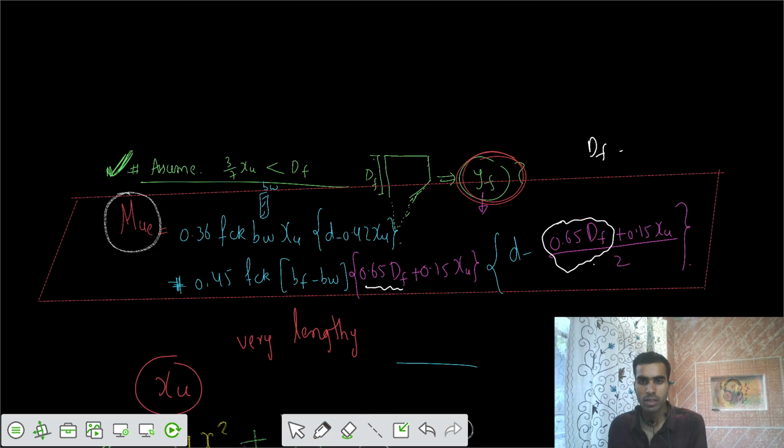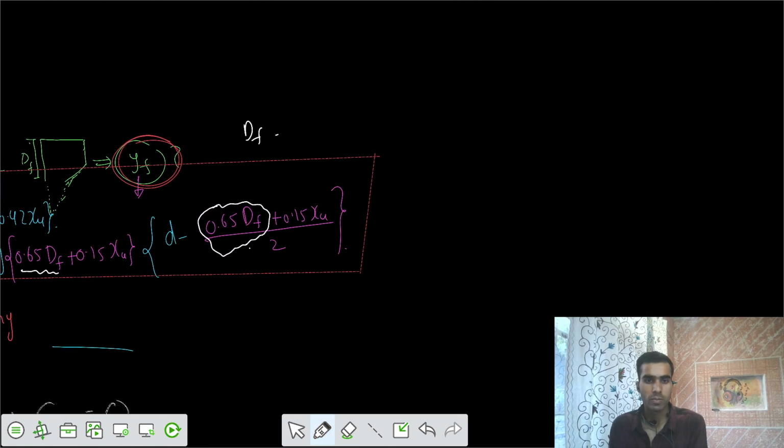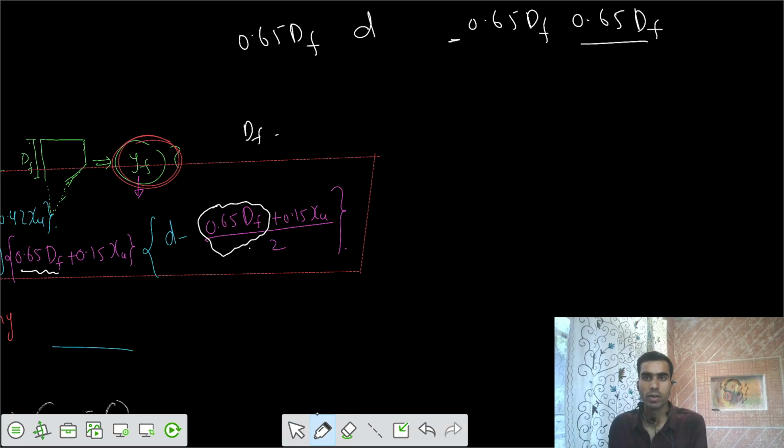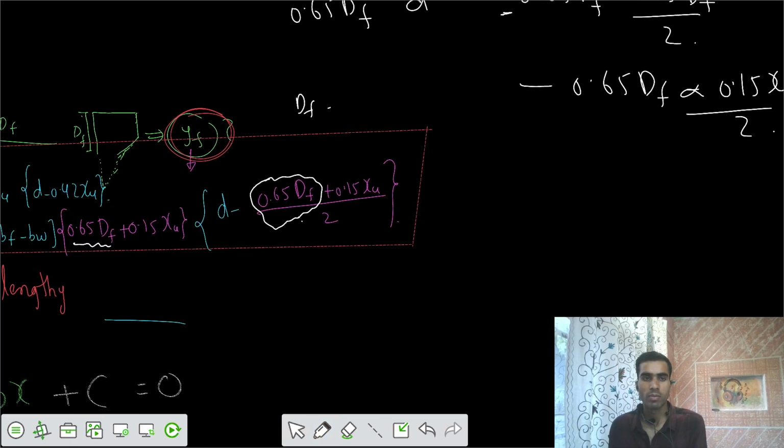But we have to simplify this part. One is your 0.65 df, and we have this multiply of d also. And one more thing is that we have this 0.65 df, we have to multiply it with 0.65 df divided by 2. And one more part is there, 0.65 df, we have to multiply it with that 0.15 xu by 2. So we got 3 parts from this one.